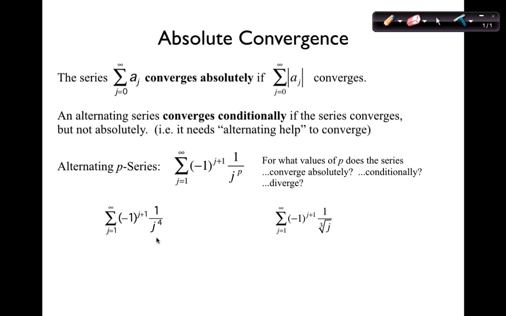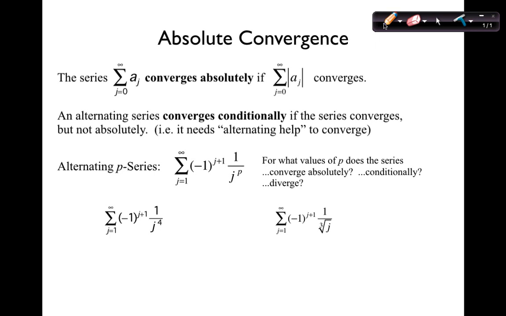So what do we think? Converge absolutely, converge conditionally, or diverge? Samantha, what do you think? I was thinking, absolutely. Because it's greater than 1. If p is greater than 1, would we need the alternating? No, right? That's what we learned about, that a p series converges if p is greater than 1. And that was before we even talked about alternating series.